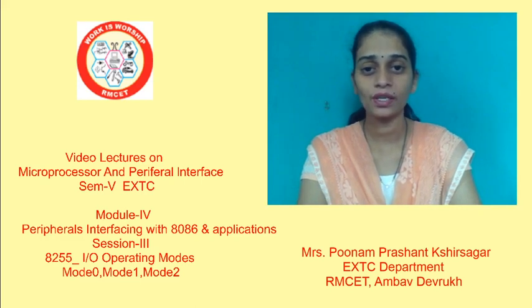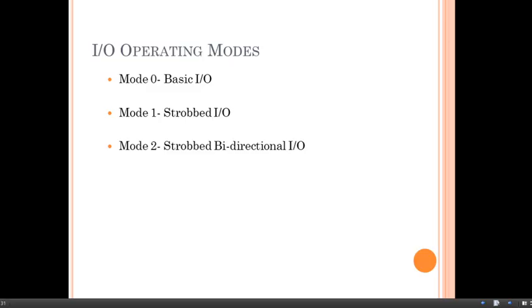In previous two sessions we have covered the functional block diagram of 8255, pin configuration of 8255 and controlled word register format for BSR and IO modes. In this session we are going to cover the IO operating modes of 8255. So, IO operating modes.